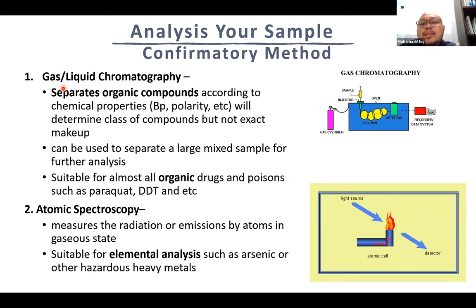You only use gas chromatography if your analyte is volatile under a certain temperature. For example, for GC, usually we use up to 300 degrees Celsius. If your analyte's boiling point is higher than 300 degrees Celsius, you cannot use gas chromatography. You need to use liquid chromatography. It separates organic compounds according to chemical properties. In gas chromatography, the boiling point and also polarity affect the separation. In liquid chromatography, most of the time it is affected by the polarity. It can be used to separate a large sample for further analysis, suitable for almost all organic drugs and poisons such as paraquat, DDT, etc.